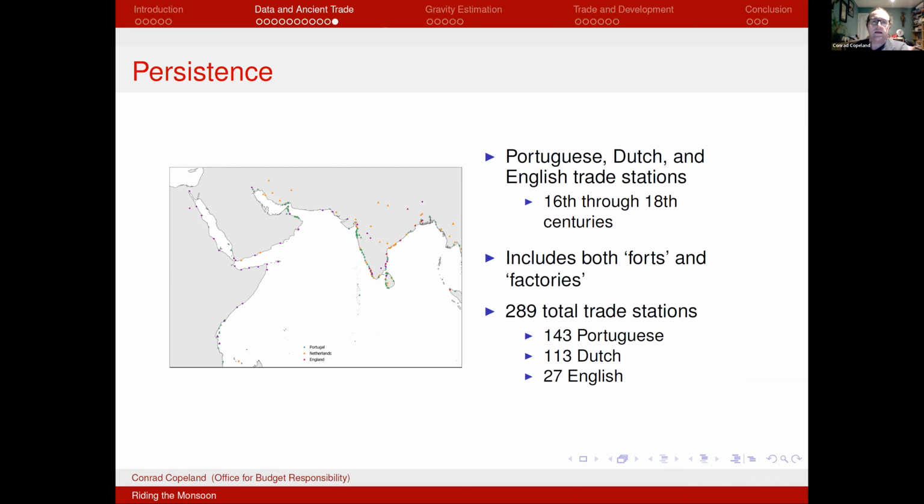And then persistence, I deal with Portuguese, Dutch, and English trade stations erected in the 16th through the 18th century. So these are the factories and forts primarily driven by the spice trade, and that's just pre-colonial. So the eve of colonial activity in the region. And there's about 289, almost 300 different trade stations from each of the three countries. And so these will take the place of the Pleiades data as a check on persistence of the impact of export baskets and that sort of thing.